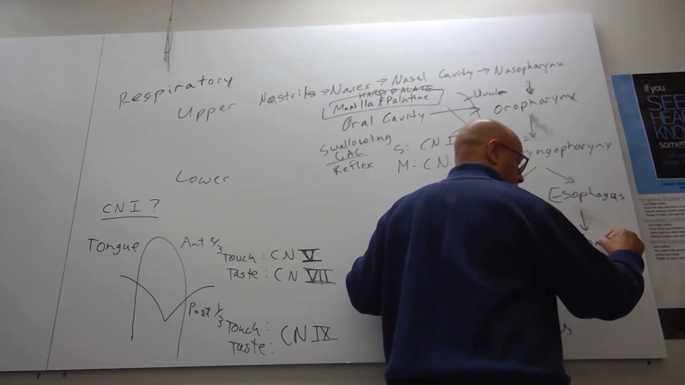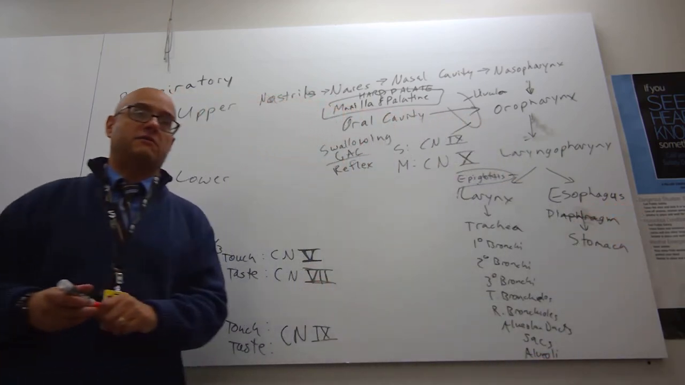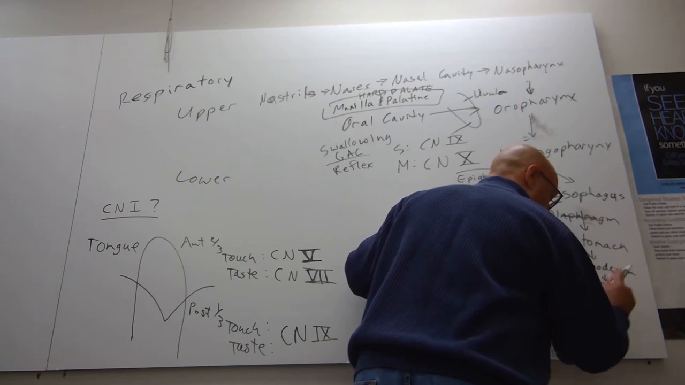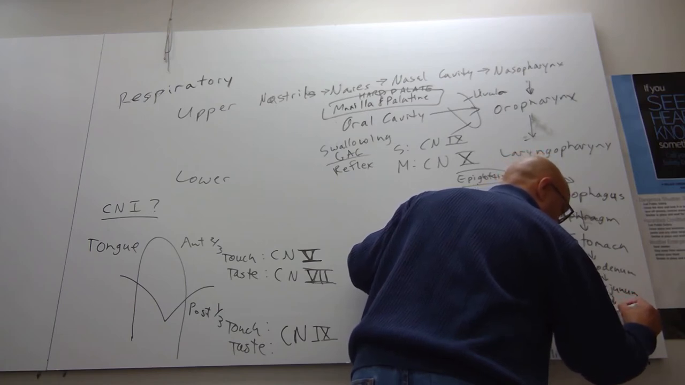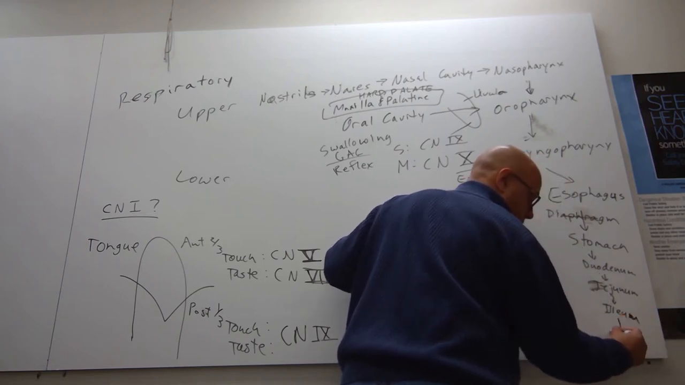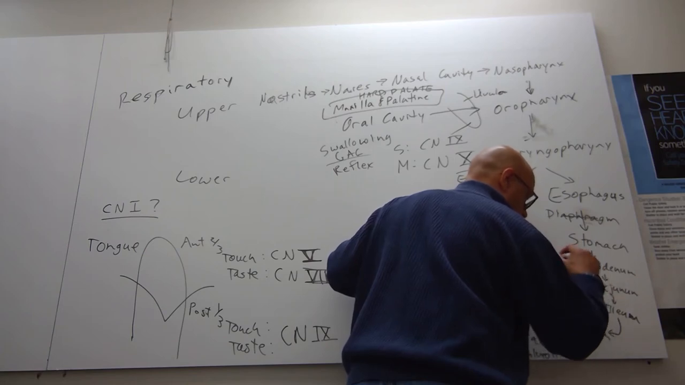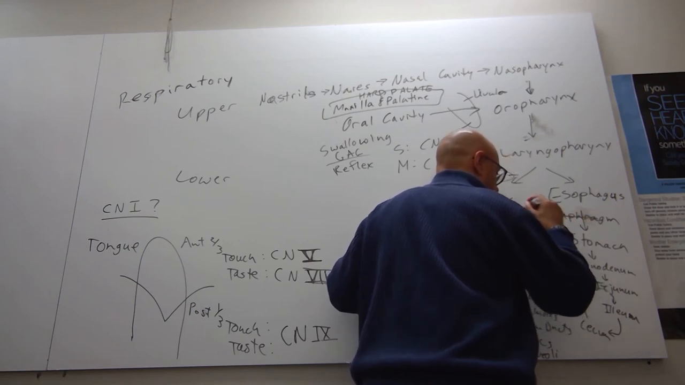So we go esophagus. Esophagus goes down to the stomach, and that crosses the diaphragm, then it leads to the stomach. Stomach leads to the small intestine, first to the duodenum, then the jejunum, then the ileum. And then the cecum, the A colon, the ascending colon, the T colon, the transverse colon, the D colon, the descending colon, the S colon, the sigmoid colon, rectum, and then anus.